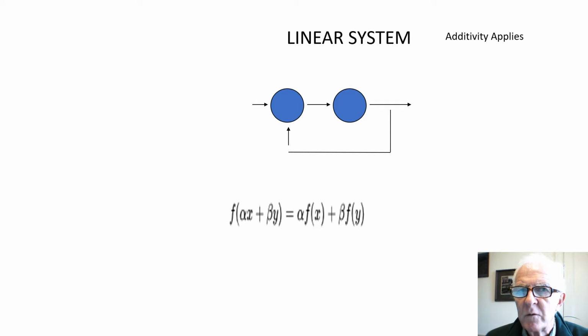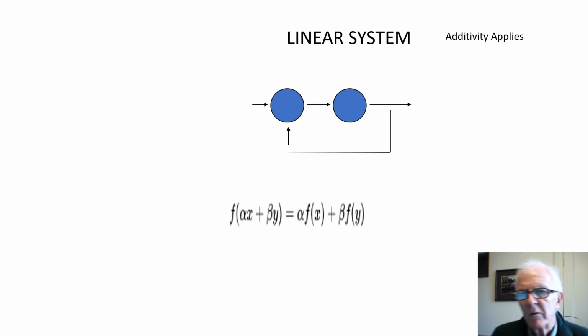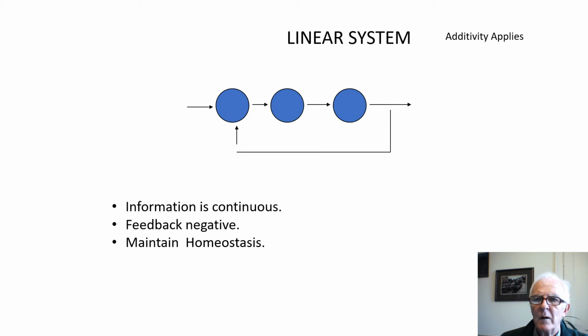So let's just look at the difference between a linear system and a nonlinear system. I think this is a really important differential to understand if you need to understand a bit about complexity theory. So in a linear system, we get this concept of additivity that applies. So you can understand a linear system by breaking it down into its component parts. So the function of the overall system is the addition of the function of individual elements. And with a linear system, information flows continuously, feedback is negative, and the focus here is on maintaining a constant output.